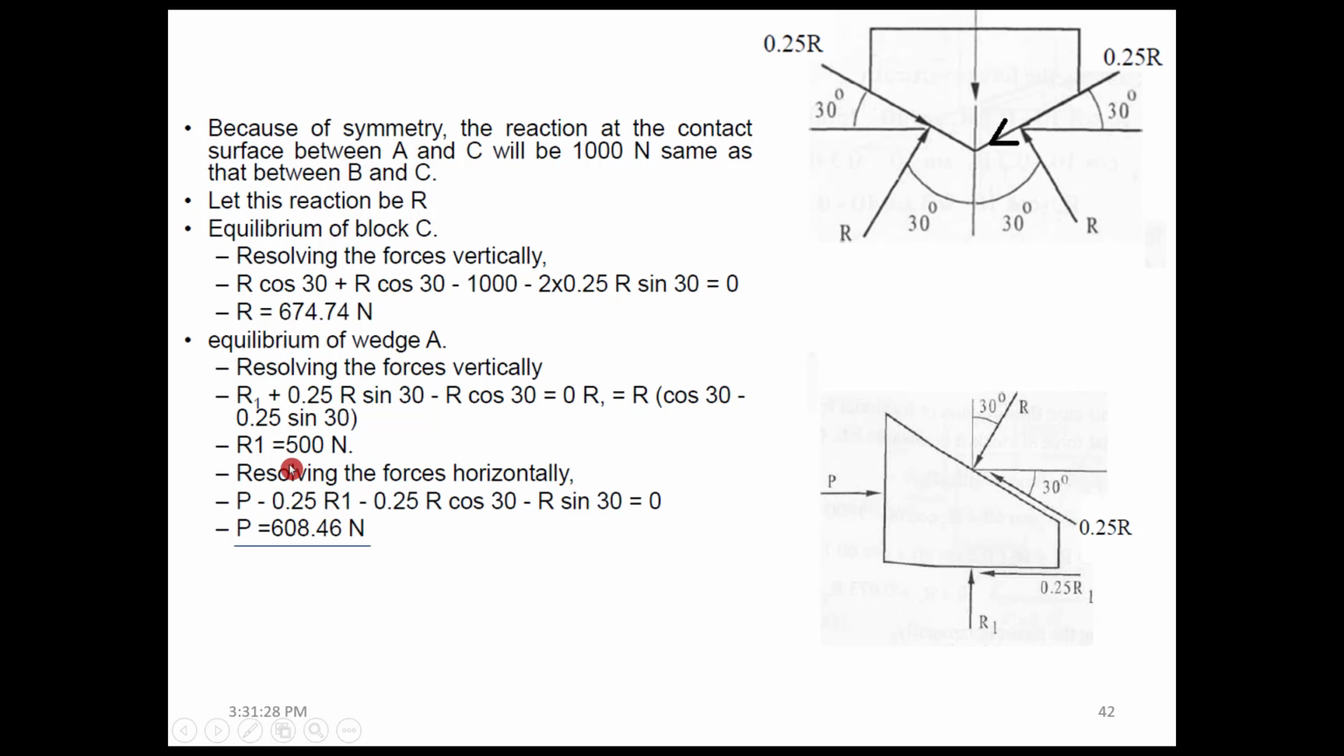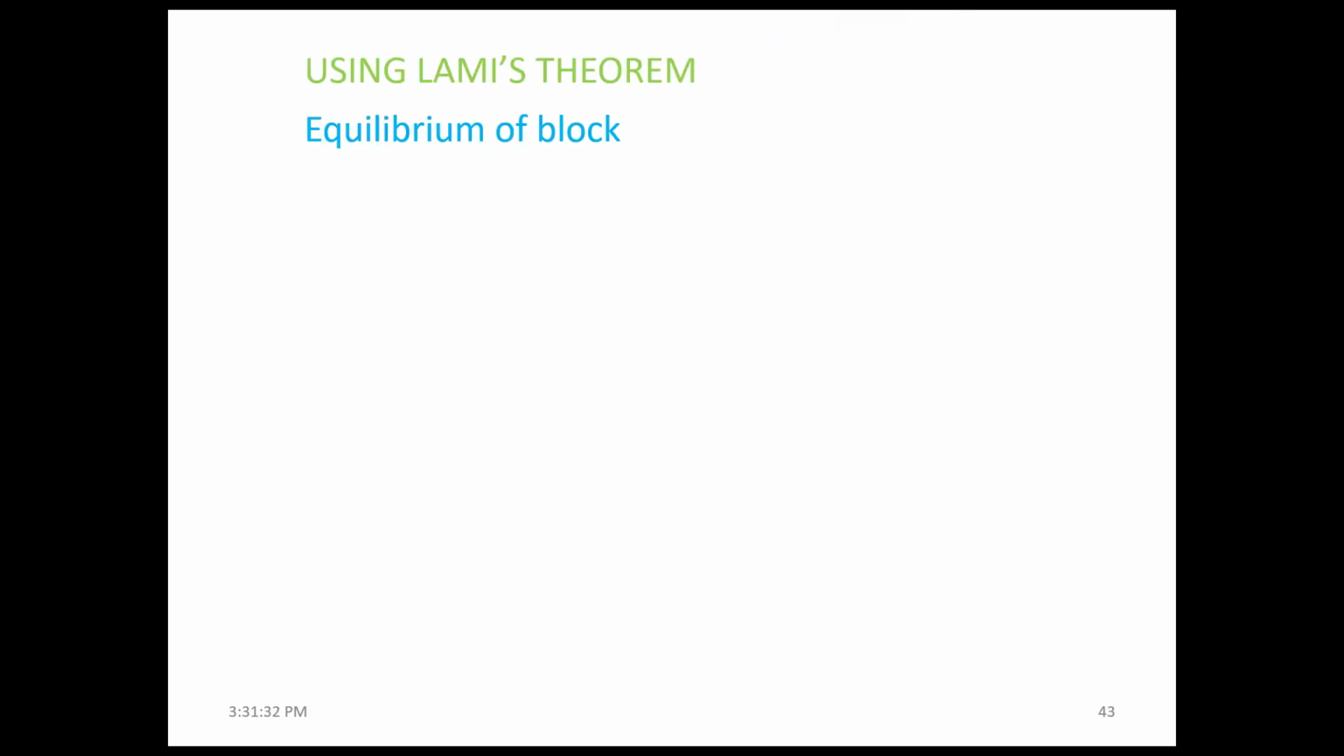So we get R1 is equal to 500 Newton, and resolving the forces in the horizontal direction, we have P acting towards the right, P minus 0.25 into R1, then the component of 0.25 R cos 30 towards the left, and also minus R sin 30 towards the left, which gives you that the P required is 608.46 Newton.